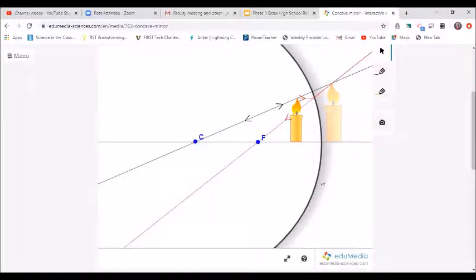So why would you ever want to use this? Well, this is a magnifying mirror. It's very similar to a magnifying glass, but this is a magnifying mirror. And they're called makeup mirrors. So that's what I was looking for in the pharmacy when I was looking for a concave mirror. I asked them for a magnifying mirror.